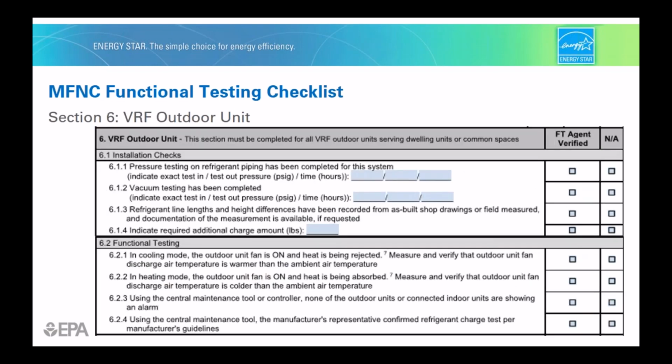Sections 6 through 9 are specific to certain system types. As mentioned earlier, Section 6 has the requirements related to refrigerant charge testing for multi-splits or VRF systems, along with other general functional tests. Footnote 7 provides instructions related to the minimum number of indoor units to bring online when manually testing the heating or cooling modes.